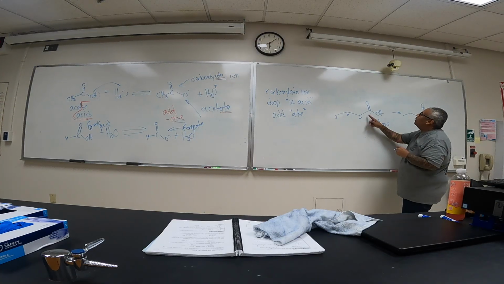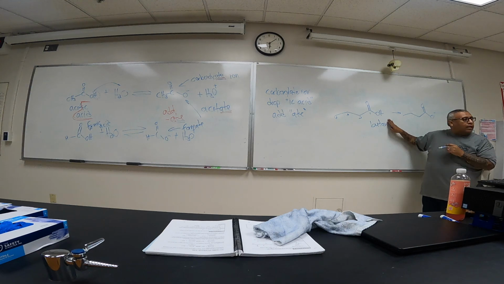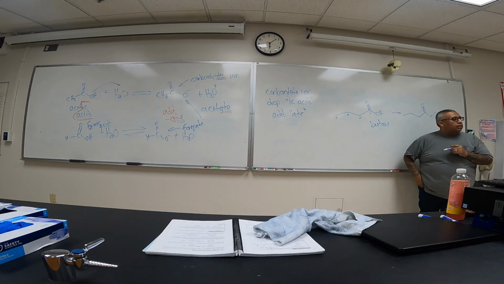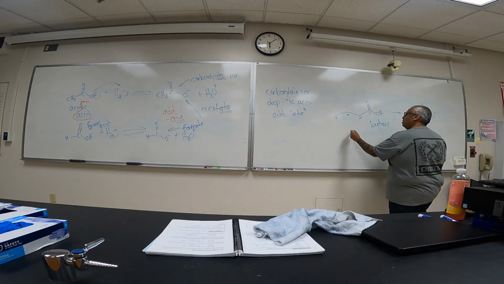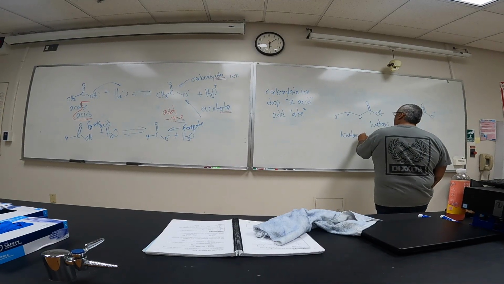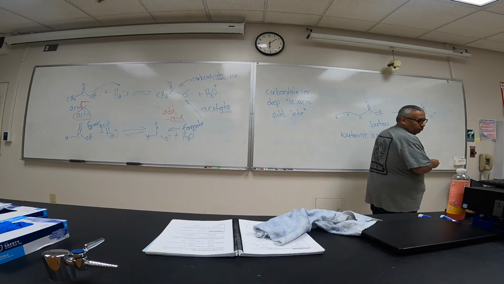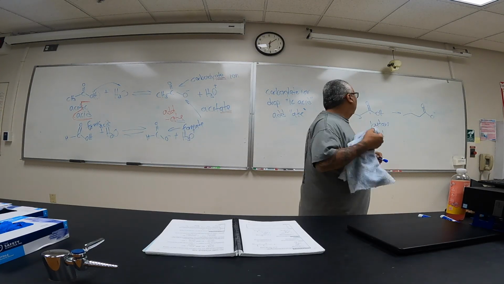Now, as far as the carboxylic acid goes, we're going to drop the e and add oic acid. So what's the name of the carboxylic acid? Butanoic acid. Perfect. Butanoic acid.